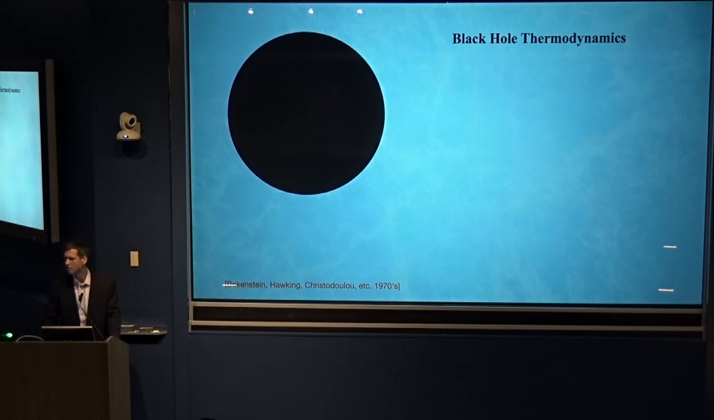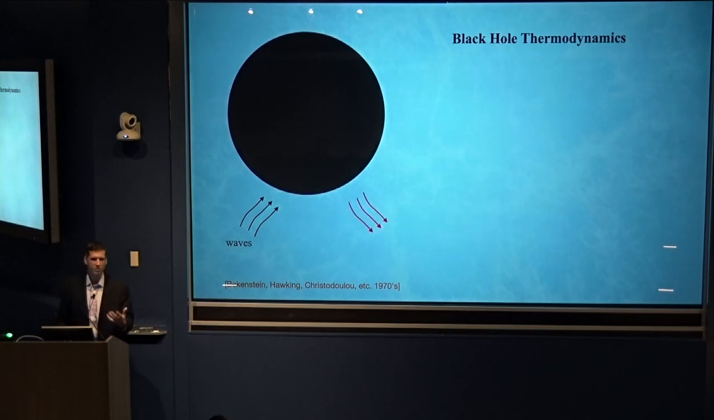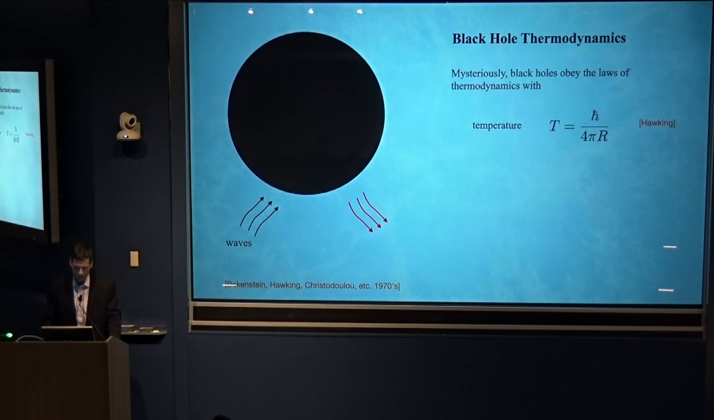This goes back to calculations that were done starting around the 70s. They did a calculation where you throw some waves at a black hole. Some of them fall in, but some of them scatter off the black hole, and you can use that as a probe to understand what's going on with the black hole. You can calculate what comes out when you scatter something from a black hole. And what they found was a mystery, a surprise.